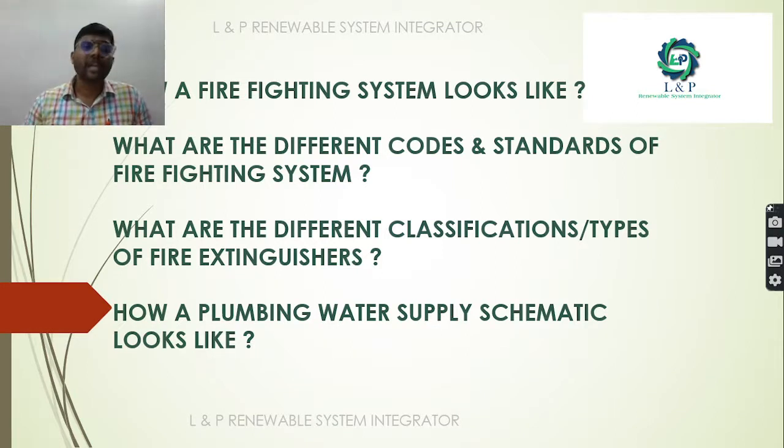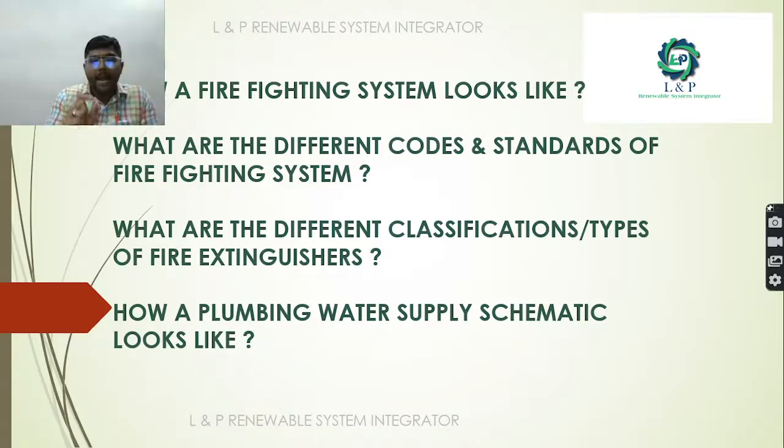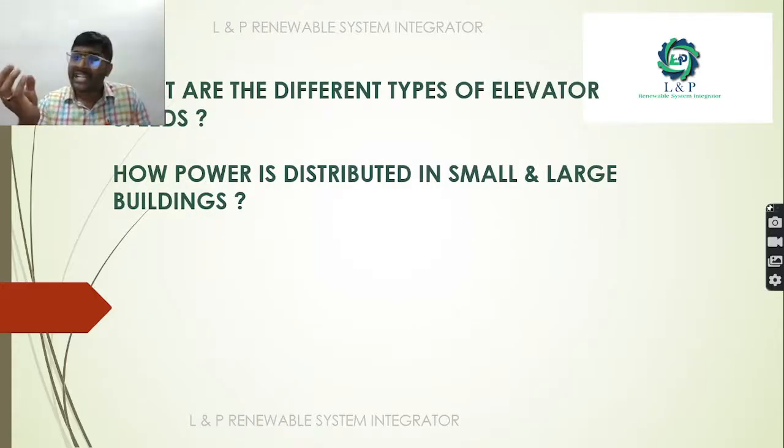So what are the things that we are going to discuss in part 12? How a firefighting system looks like, what are the different codes and standards of a firefighting system, what are the different classifications or types of fire extinguishers, how a plumbing water supply schematic looks like, what are the different types of elevator speeds, and how power is distributed in small and large buildings.